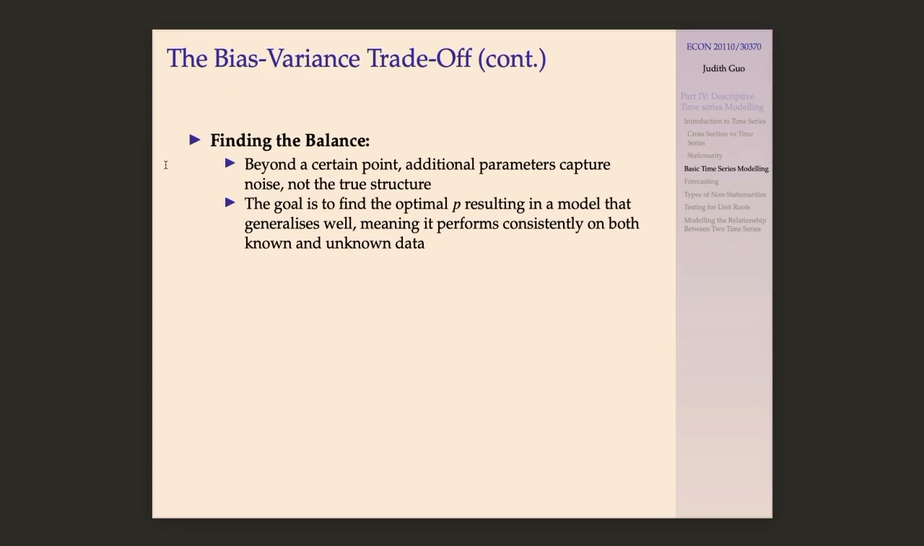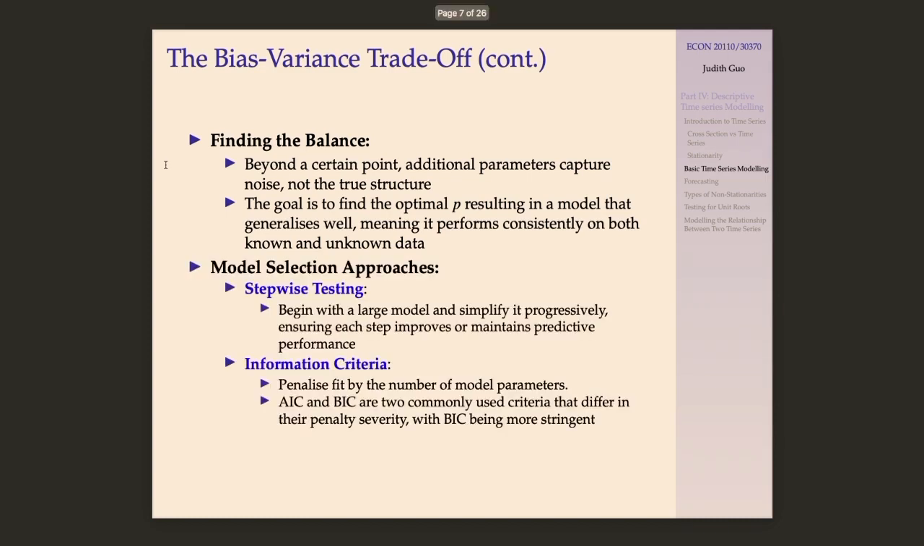So essentially, the model selection method is about finding a balance. We know that beyond a certain point, adding more parameters would just imply picking up noise, not the true underlying structure. And the goal here is basically to find a p that generalizes the model well, not only performing well in sample, but also performing well out of sample. So we'll be covering two model selection methods. One is called stepwise testing. Basically, we start with a large model and gradually test downwards, step by step, reducing the model smaller and smaller. Another method that we'll be discussing is called information criteria.